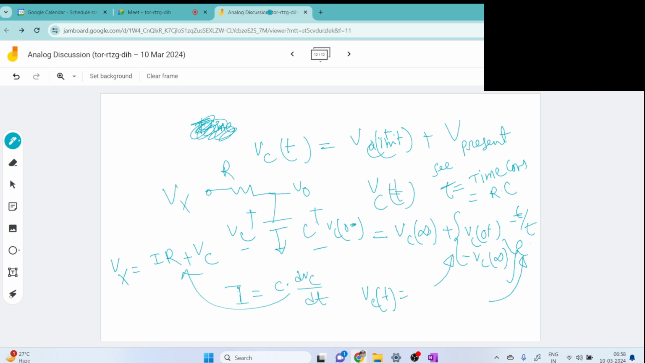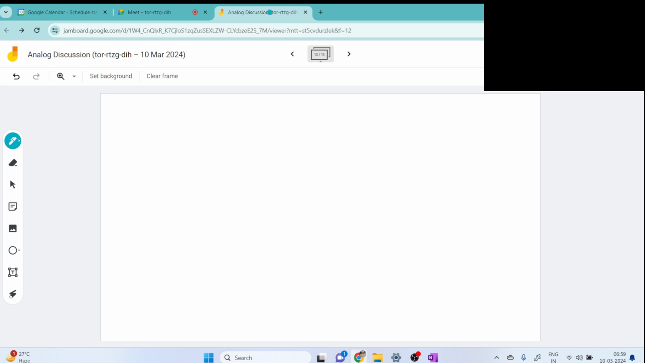Let's have some examples to solve an RC circuit and find the time constant and the pole concept as well. Let's go to the next page. So now we have seen that for this RC circuit, the time constant is nothing but RC, and this is a step of Vx.